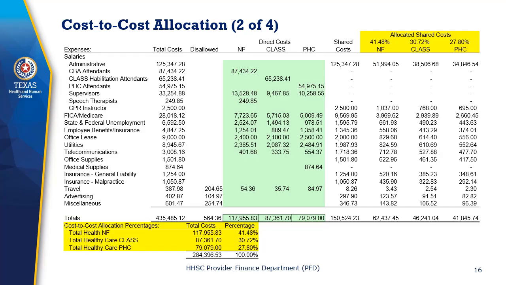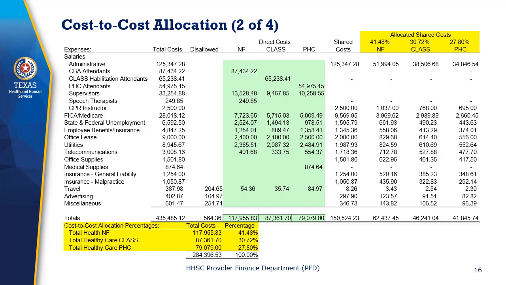This allocation method involves a ratio of each of the directly charged costs to the total of these costs. For the cost-to-cost allocation method, the cost report preparer needs to provide documentation that all allowable facility and operating costs were included in the allocation calculations. The table includes expenses such as salaries, FICA, Medicare, utilities, etc. The columns include total costs, disallowed costs, and direct costs, including NF, class, and PHC.